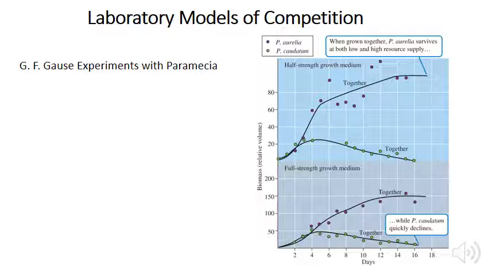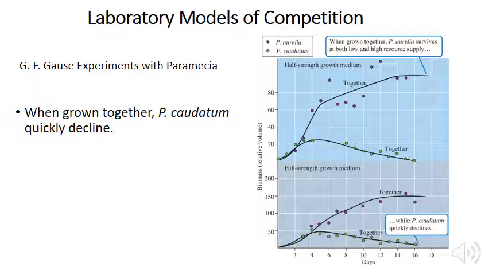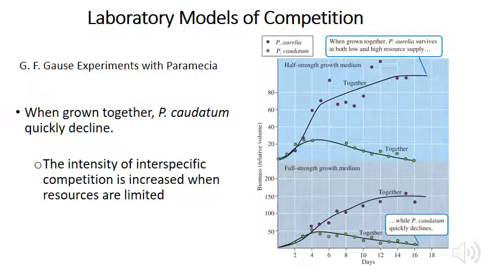When the species were grown together in low food environments, the rate at which Paramecium caudatum declined was much faster, and in that case they actually went completely extinct from the medium. When food concentration was higher, it took much longer for the population of Paramecium caudatum to decline. And so what this shows us is that the intensity of interspecific competition is increased when resources are limited.